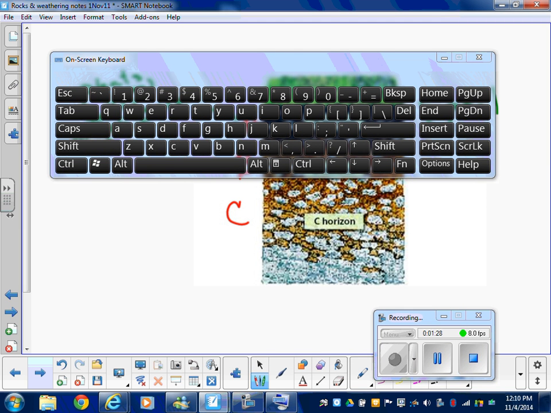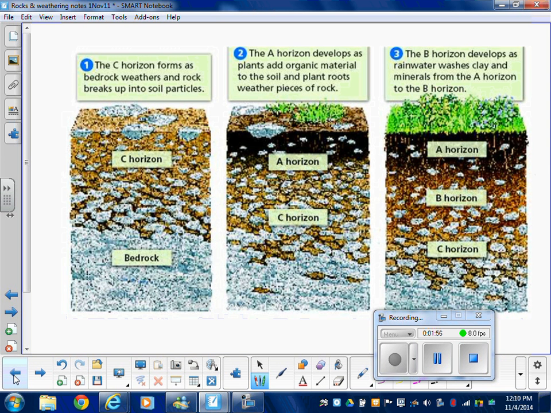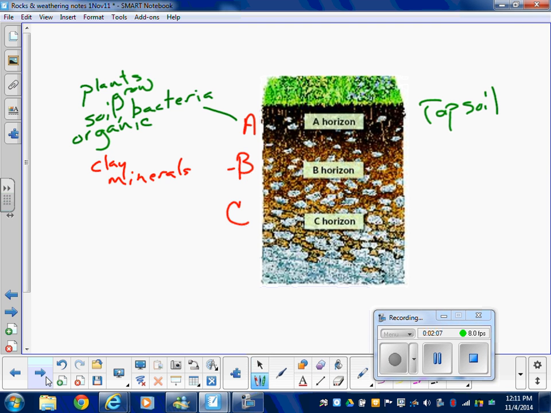Okay, so then the B horizon. The B horizon, as you might guess, is kind of in between. It's got a little bit more of the clay. It's got more of the minerals. It's not as good of soil, but it still has some of those components. As we saw over here, the B horizon develops as rainwater washes the clay and the minerals from the A into the B. So it just kind of extends it down.